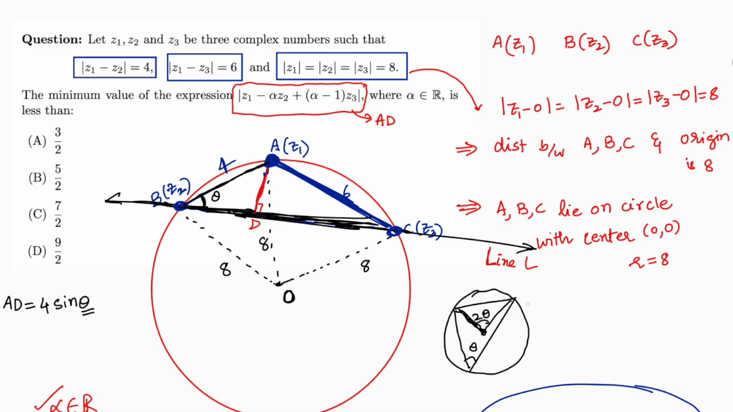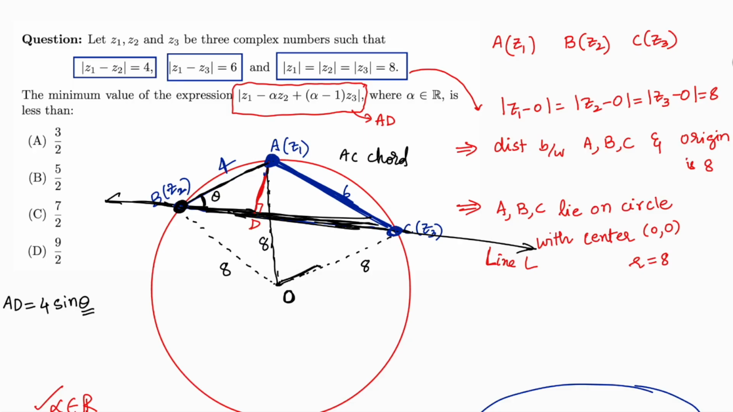So when I take this AC chord, it subtends theta at B, but B is a point on the circumference. So what angle should this AC chord subtend at the center? This angle must be 2 theta.